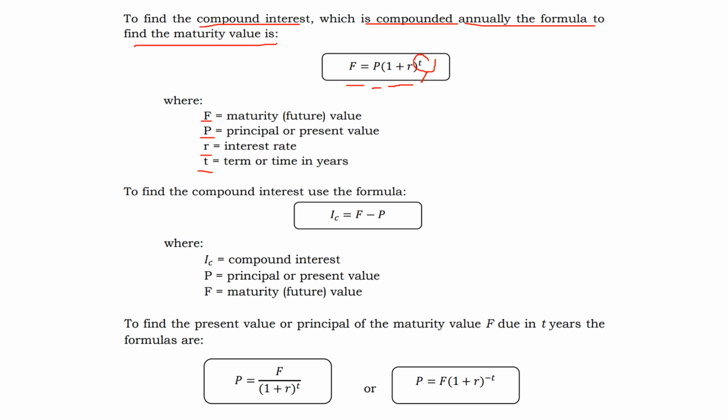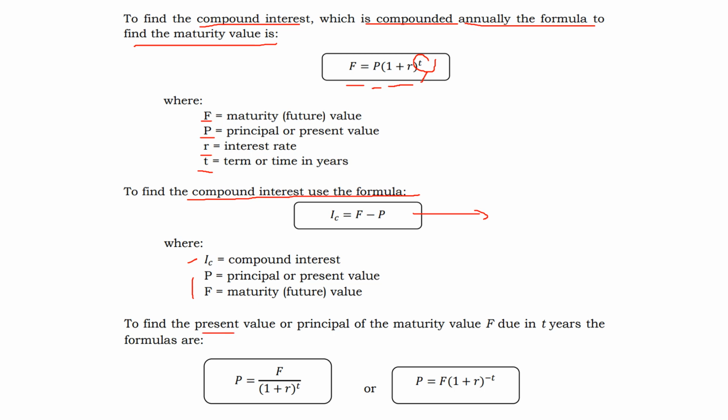Now, to find the compound interest, use the formula here. The formula is F minus P, or the future or maturity value minus the present or principal value, and that will be equal to I sub C, or the compound interest. I sub C is the compound interest. For P and F, there is no change with the representation of P and F.